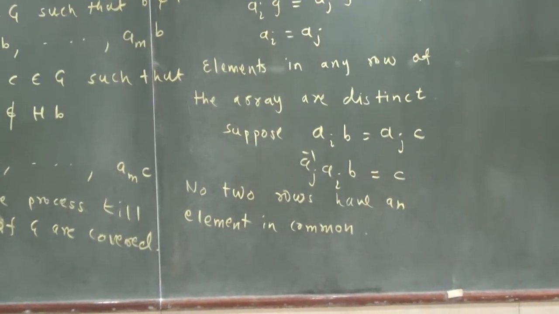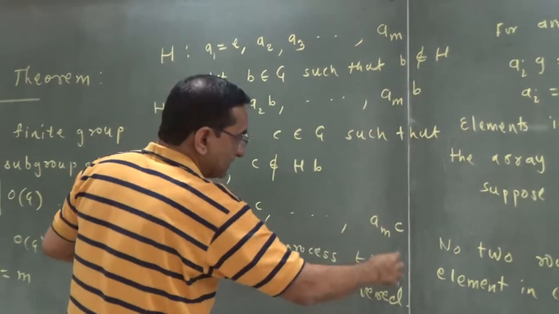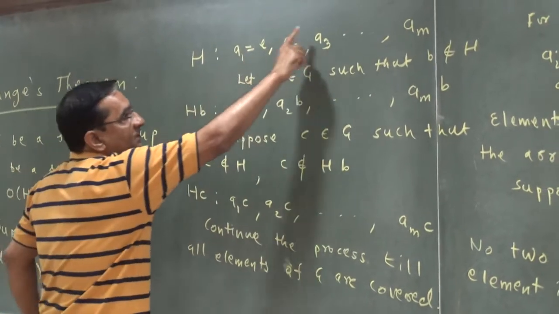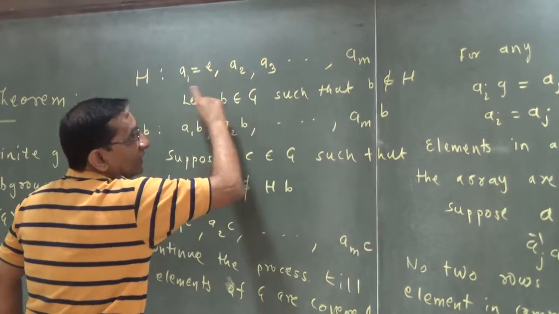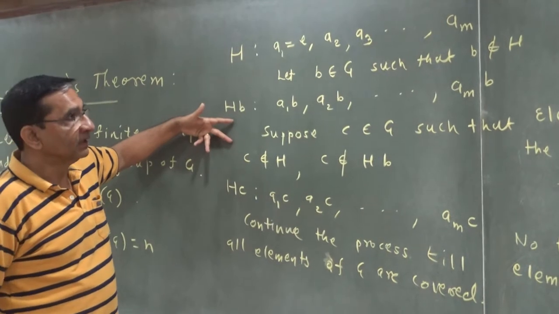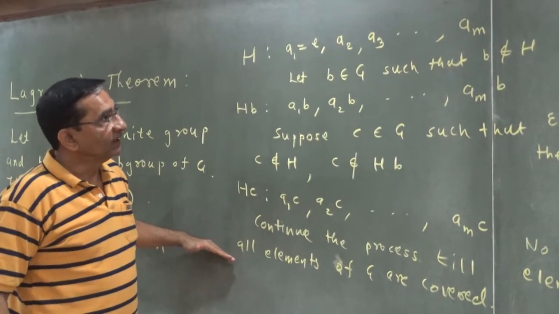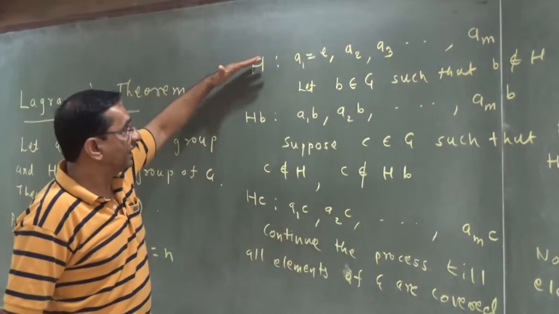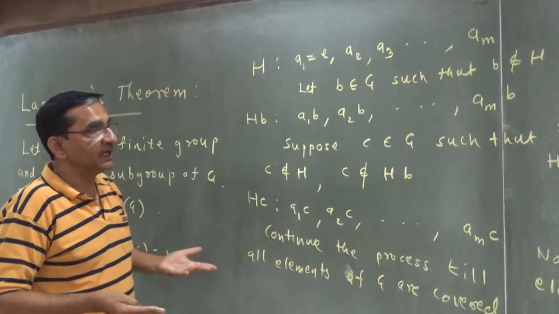Now are you through? Are we through? Because we are continuing the process till all elements of G are exhausted. So all elements of G are written in this array. Any row, if you take, then all elements are distinct, and no two rows have an element in common. So suppose there are k such rows in this array. Each row has m distinct elements, and there are k distinct rows in this array. The number of elements of G must be k times m.